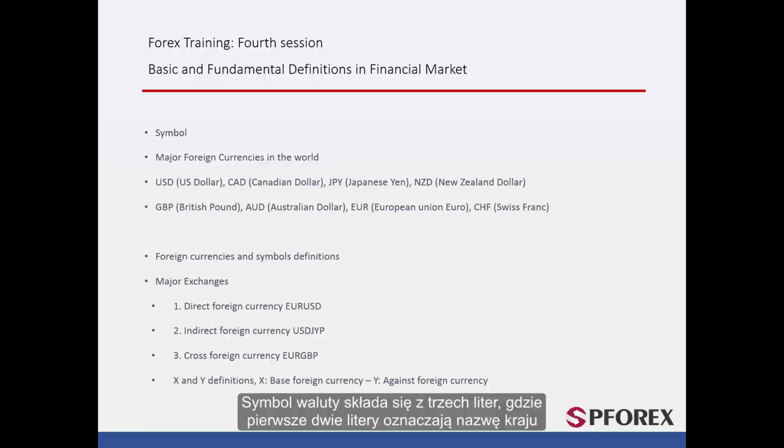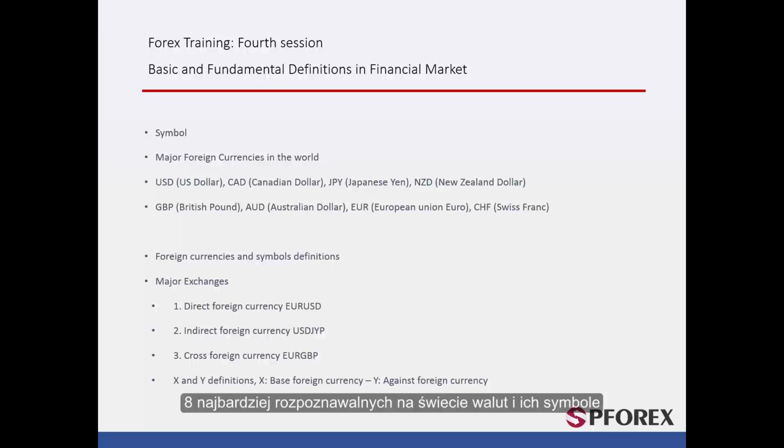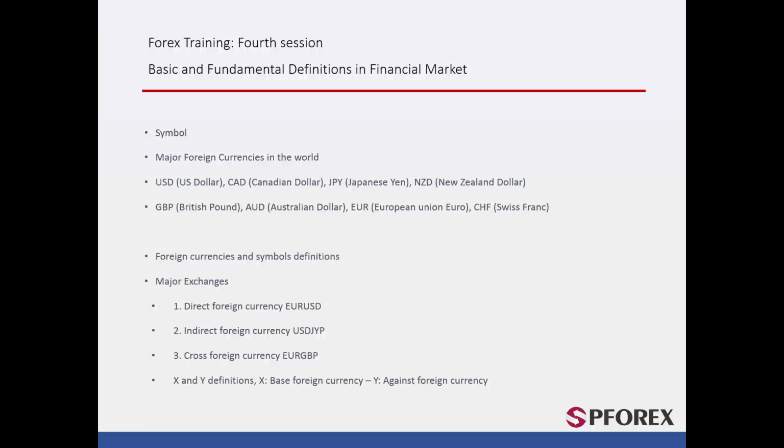A currency symbol consists of 3 letters, where the first 2 letters stand for the name of the country and the third letter for that country's currency. Here are the 8 most globally recognized currencies and their symbols.